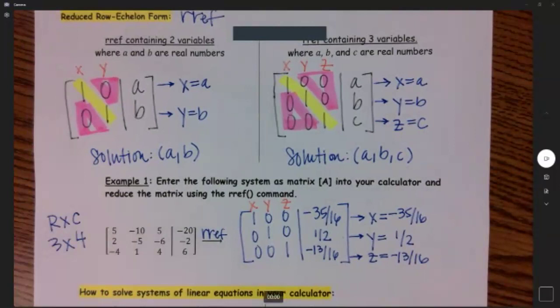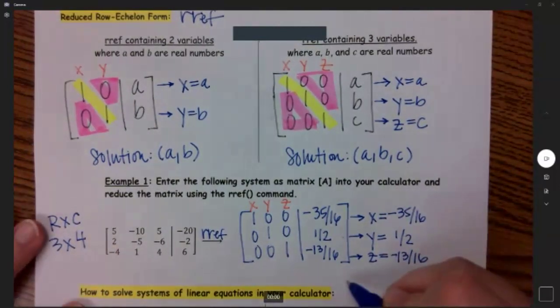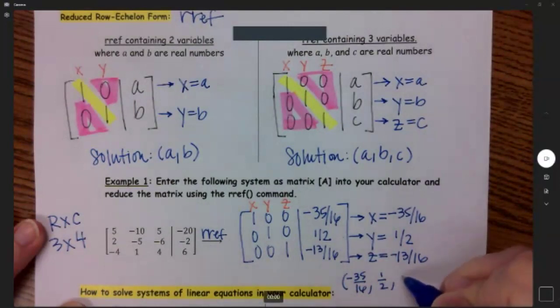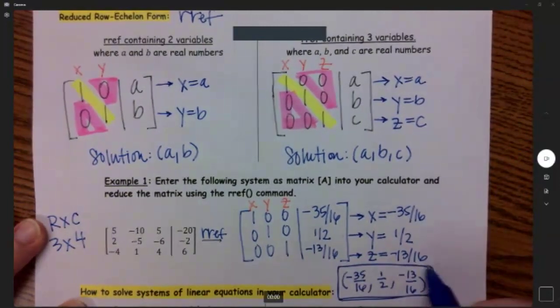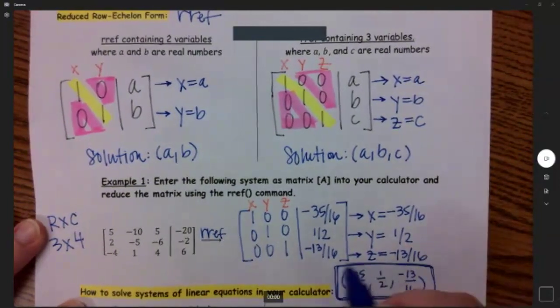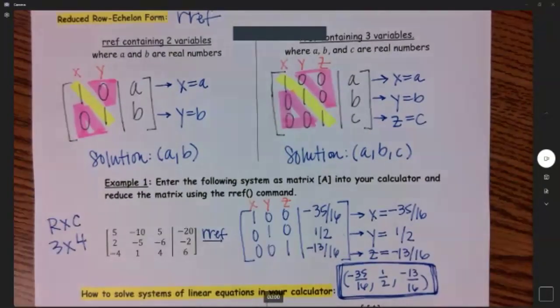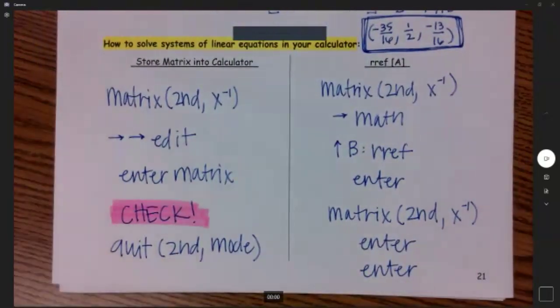Now, let's go ahead and do it. My math lab usually wants X, Y, and Z, but I like ordered pairs. So this is -35 over 16, comma 1/2, comma negative 13 over 16. Okay, so rewind the video if I went too fast or I missed you somewhere. And then also you can pause this video here and write down these instructions.